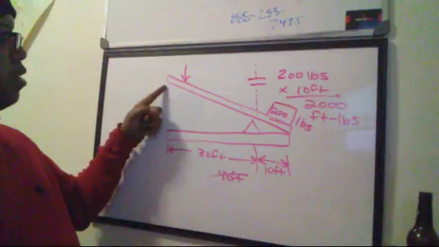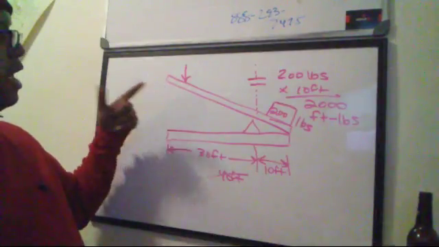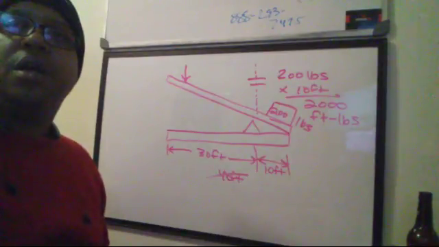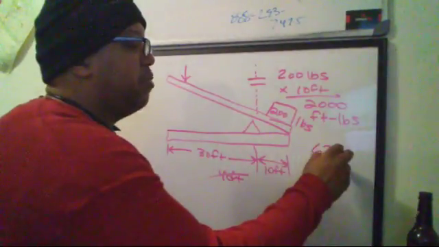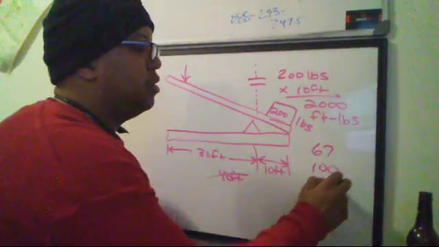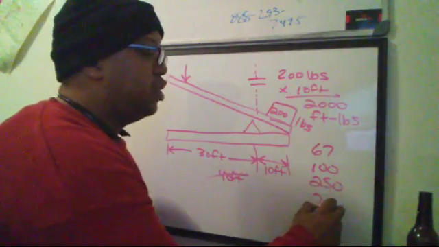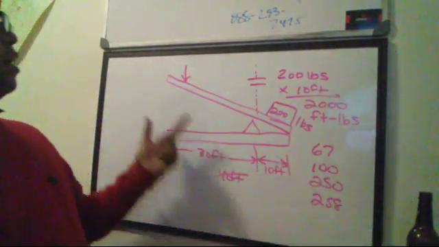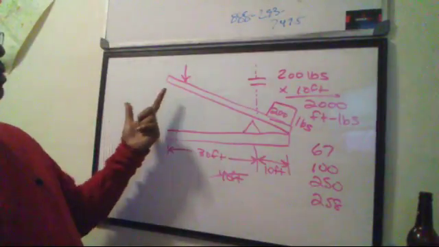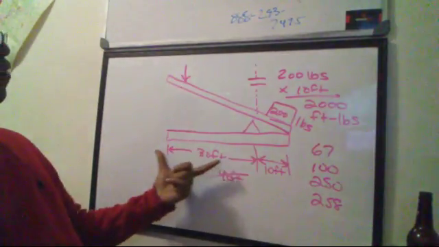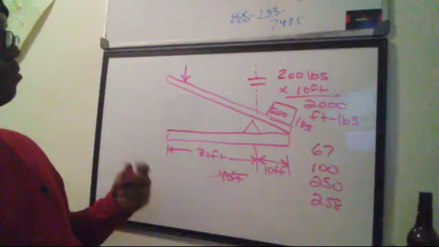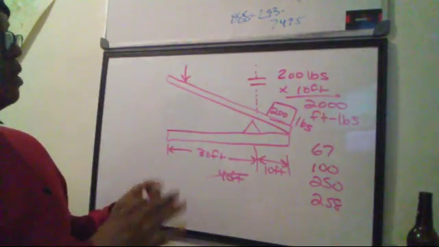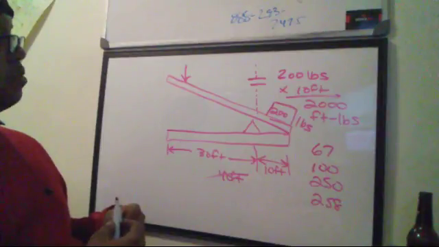Now, the problem that I have with this is the arrow's here. It's not at the end of the board. Okay. And so I don't know how accurate. Now let's look at our options. Our options are 67 pounds, 100 pounds, 250 pounds, and 258 pounds. So if the force is here, theoretically, you're not getting a full 30 feet for your load moment. So we may have to do some tweaking a little bit. But it's okay. We will get to the bottom of this.